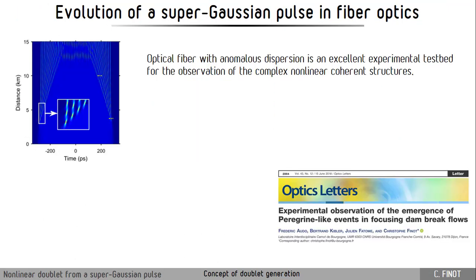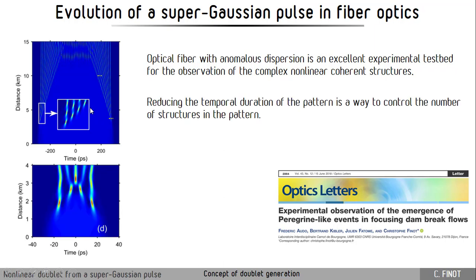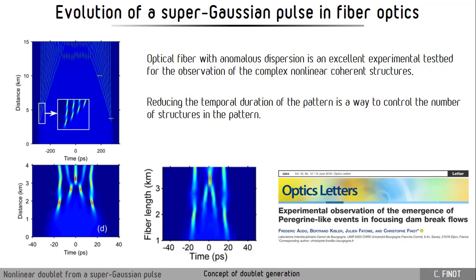So we have tried to further investigate these problems, and we have confirmed that there are ultra-short structures that appear in the wings of the pulse. But we have also seen that if we reduce the duration of the pulse, we have a way to control the number of structures that are present in the pulse and to have dynamics that is a bit less complex. And what we have also found is that experimentally, optical fiber is an excellent testbed to observe and characterize these dynamics and the nonlinear coherent structures that are generated.